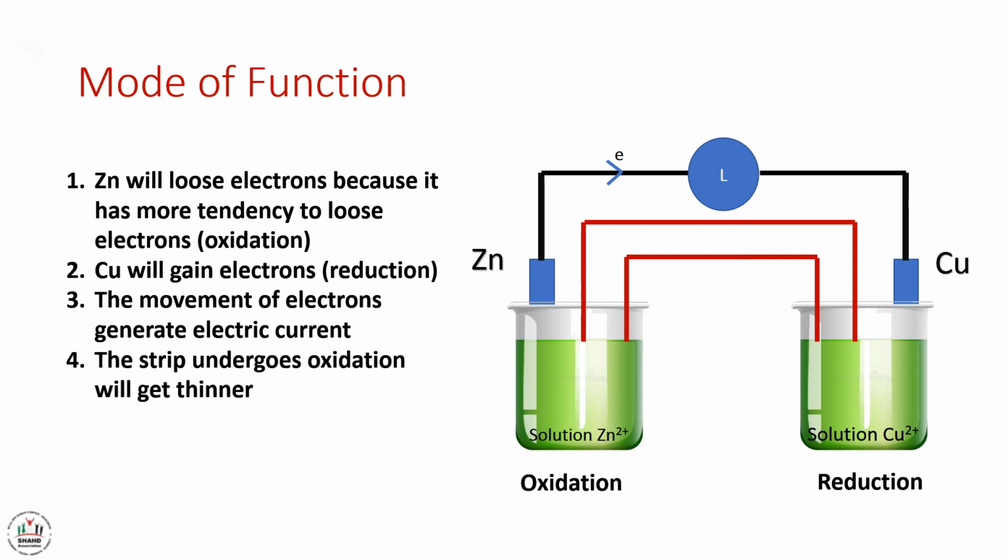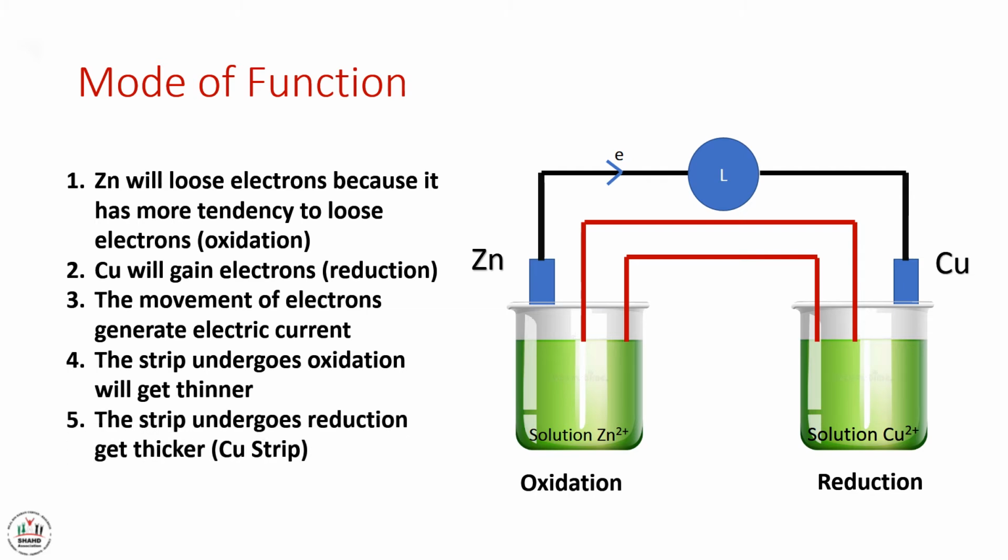The strip that undergoes oxidation will get thinner, which is the zinc strip. The strip that undergoes reduction will get thicker, which is the copper strip.